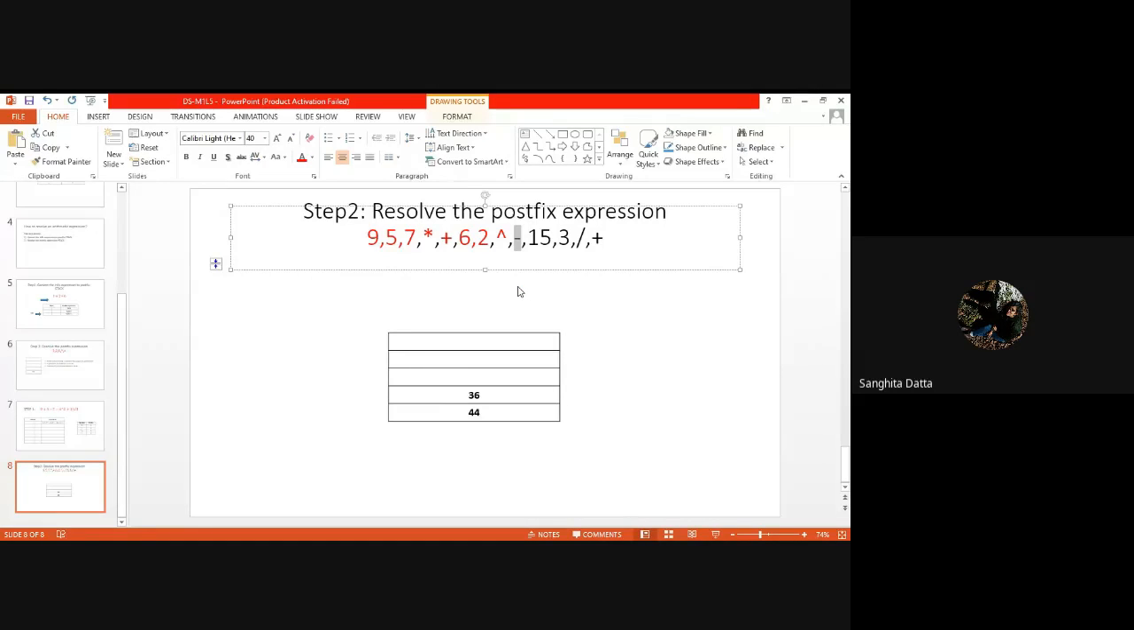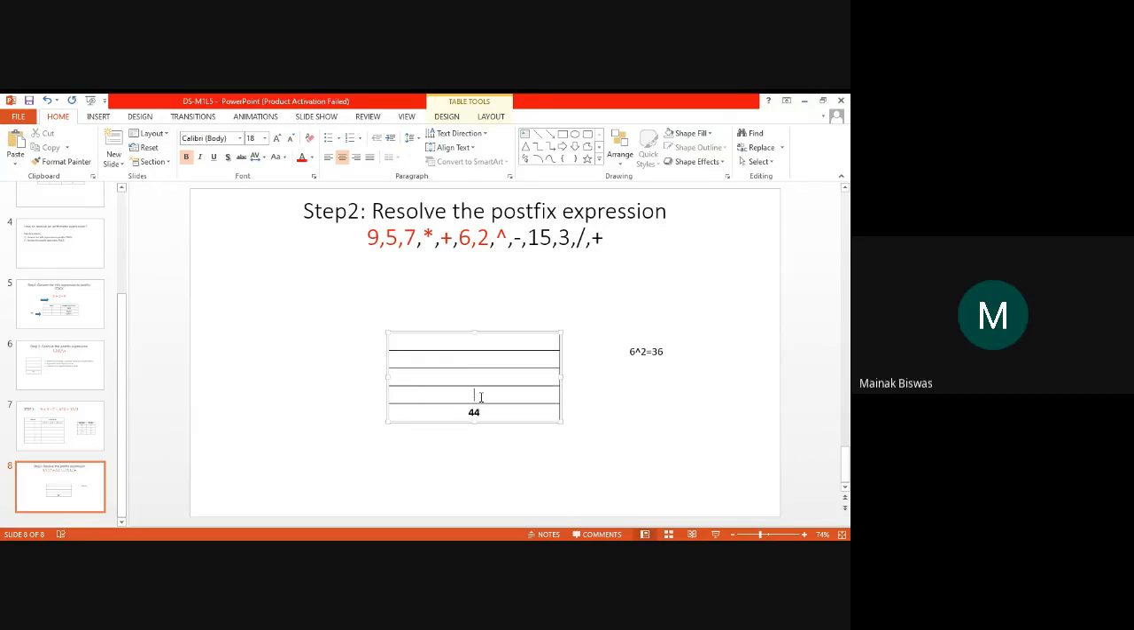Sir, can you please repeat the 36 part? Which one? The 36 in the stack. Okay, first 6 is popped, then 2 is there. Then the exponential operator comes. So we pop 2 times. How is the expression resolved now? 6 is popped, then 2 is popped, then 6 squared is basically 36.